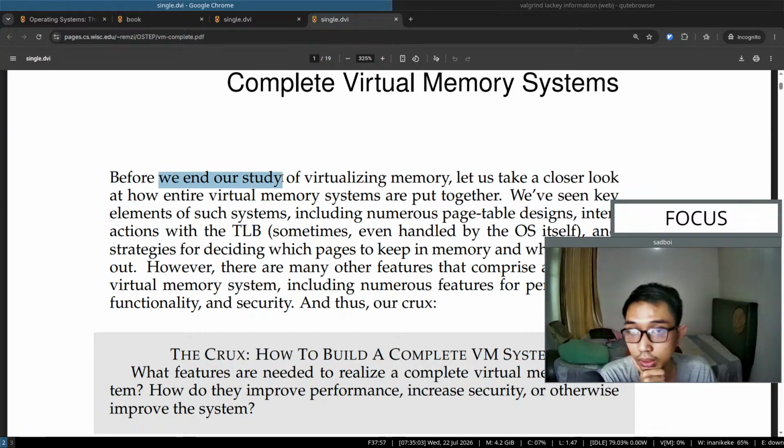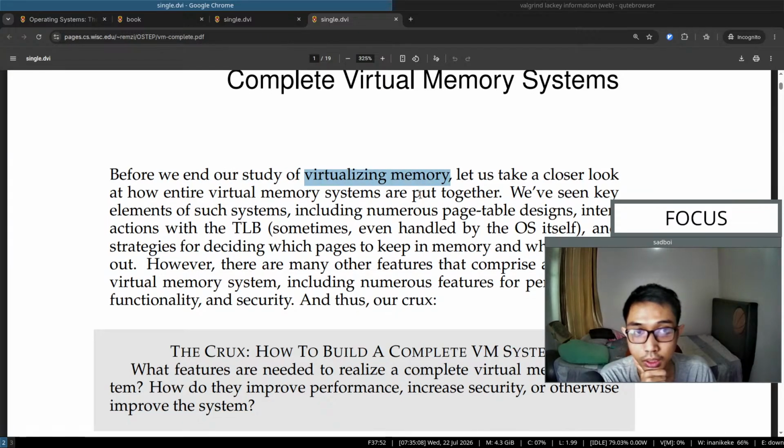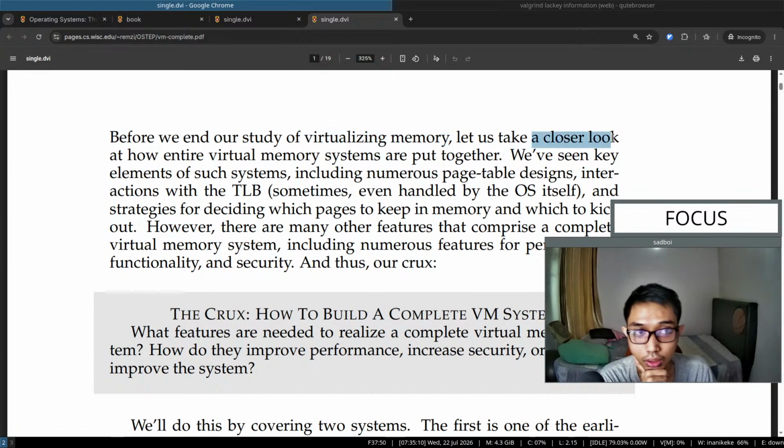Before we end our study of virtualizing memory, let us take a closer look at how entire virtual memory systems are put together. We have seen key elements of such systems, including numerous page table designs, interaction with the TLB, sometimes even handled by the operating system itself.